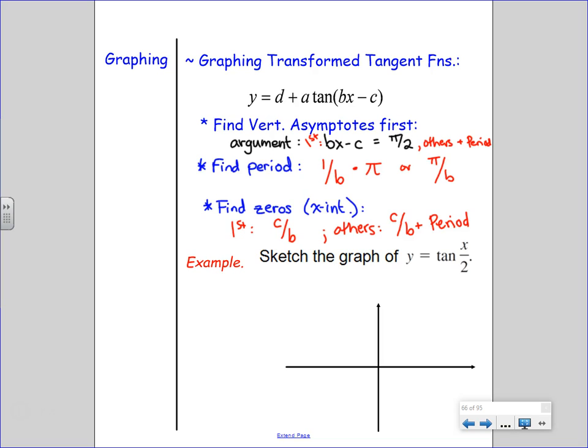Let me show you what I mean. First of all, for this one down here, we need to rewrite it. It's not quite in a nice form. So we can rewrite this tangent as y equals 0 plus 1 tangent of 1/2 times x minus 0. Okay, perfect. So question: where is my vertical asymptote?